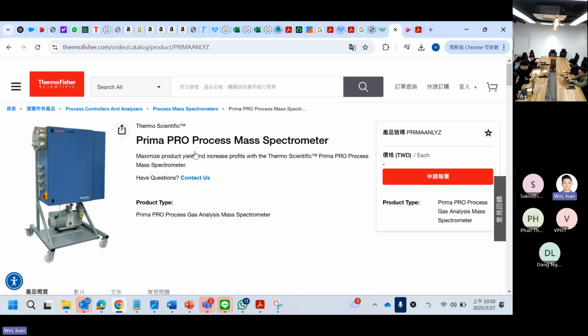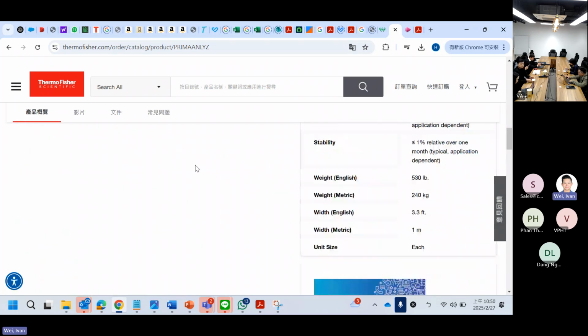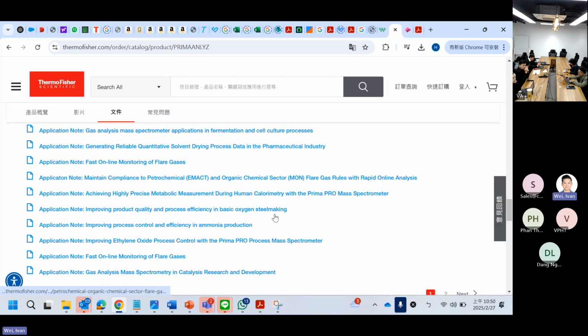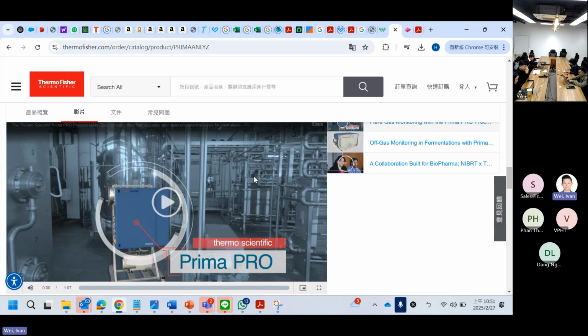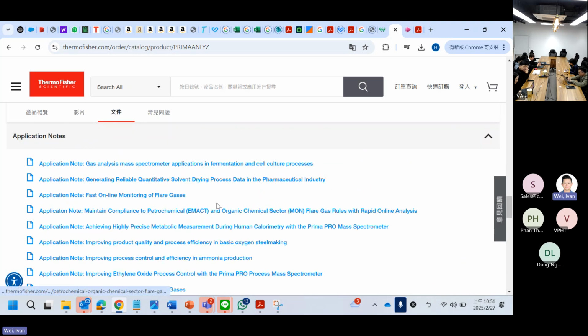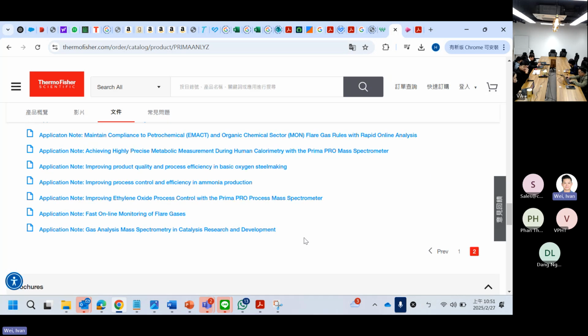If you scroll down, you'll see our application notes. That's where most of our mature applications, or mature implementations in the industry, are. So let's say I'm looking for something like flare gas monitoring. We do have an application note using these mass spectrometers to do monitoring. All these application notes will be really useful as a salesperson to talk to your customers.